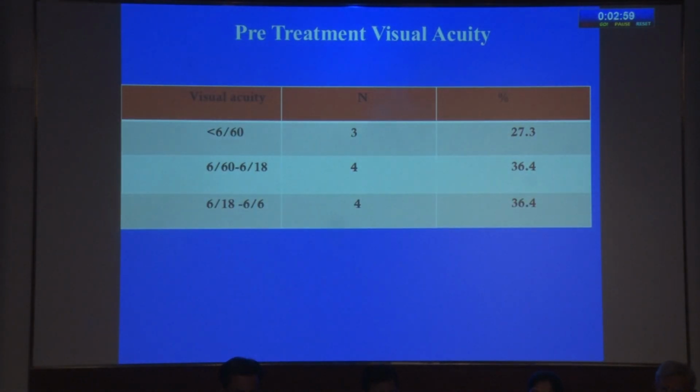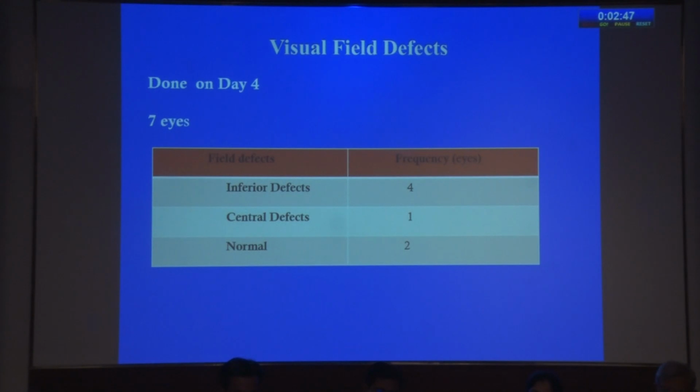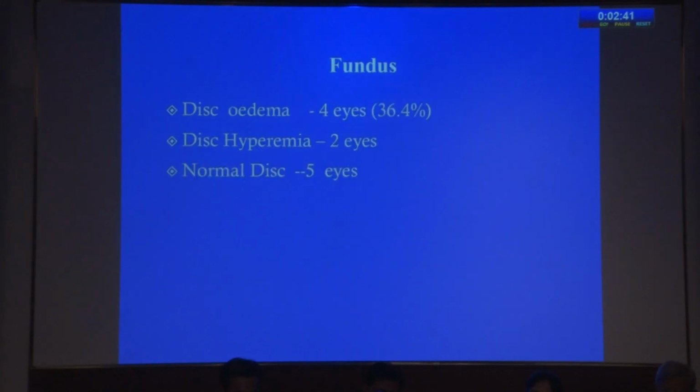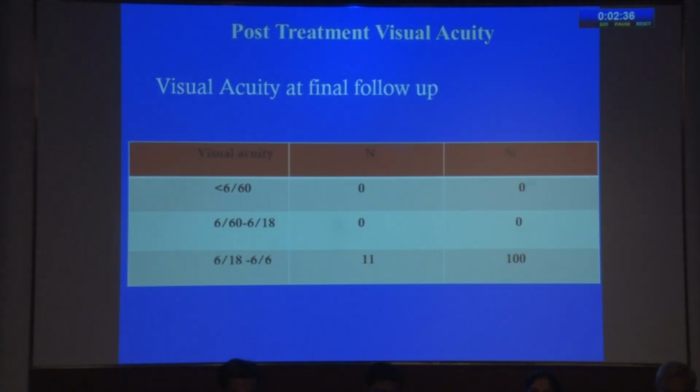Coming to the pre-treatment visual acuity, 36.4% of eyes had visual acuity between 6/60 and 6/18, whereas 3 eyes had visual acuity less than 6/60. Visual fields were done on day 4. Only 7 eyes we could do, and 4 eyes had inferior defects, but 2 had normal fields. Disc edema was present in 36.4%. Coming to the post-treatment visual acuity, almost all patients achieved good visual acuity, that is between 6/18 to 6/6. Only 1 patient had 6/12, that was due to corneal dry eye.